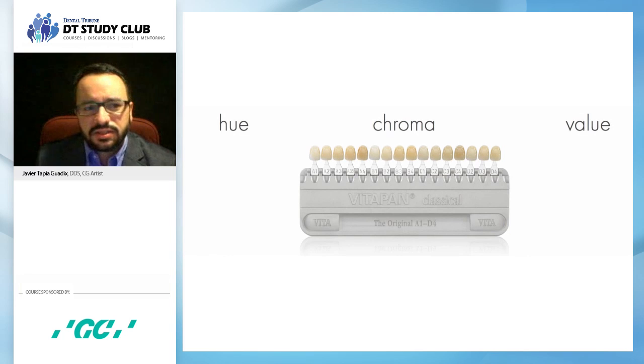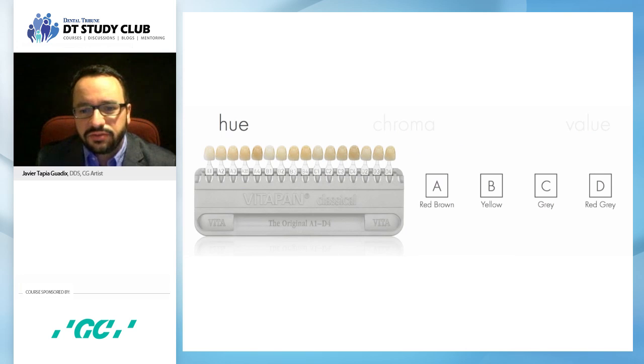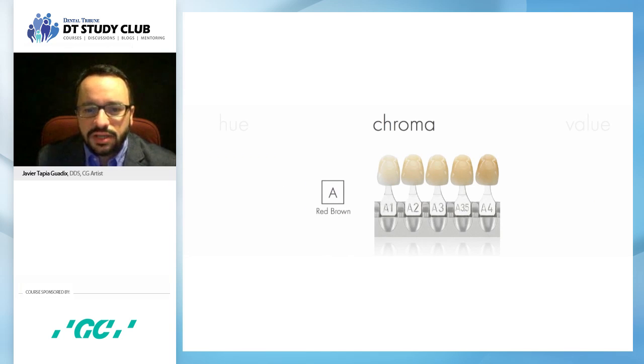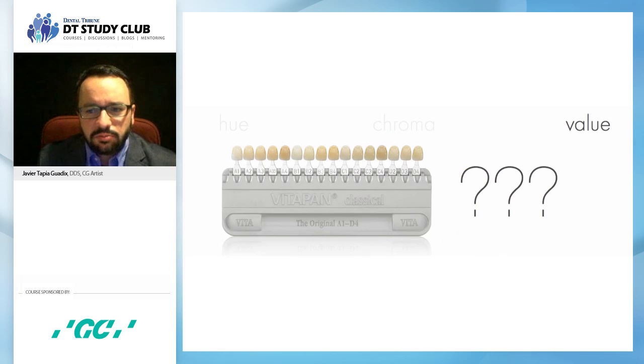So how is this translated into the usual guides that we use? Well, you can see here the VitaShade guide and its arrangement. We have different hues. We have 4 types, A, B, C, and D. Usually in nature, A is the most common. Then we have chroma. It's just a gradient. We go from A1, A2, A3, increasing chroma until A4. But then we don't have any reference of value. And actually value is the most important parameter of these three.